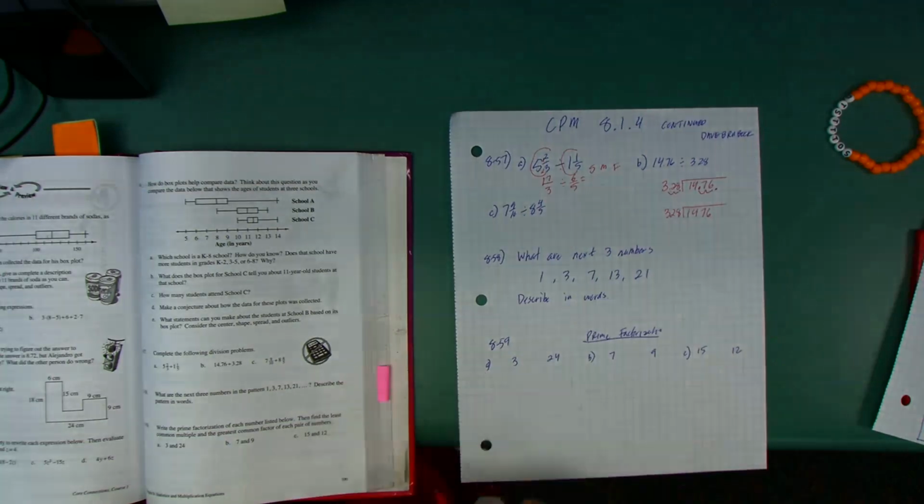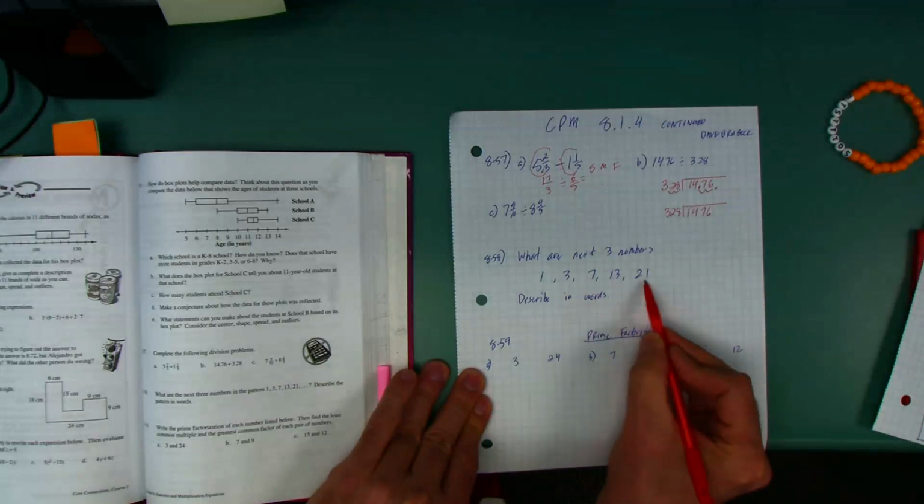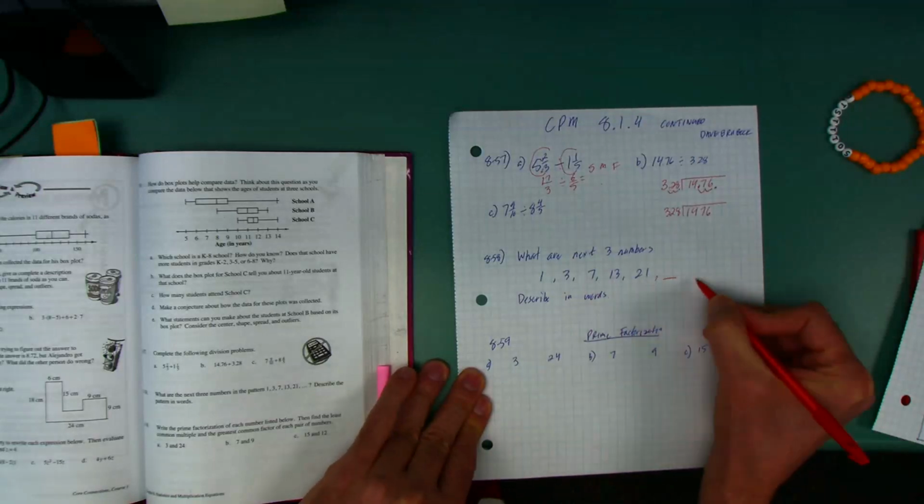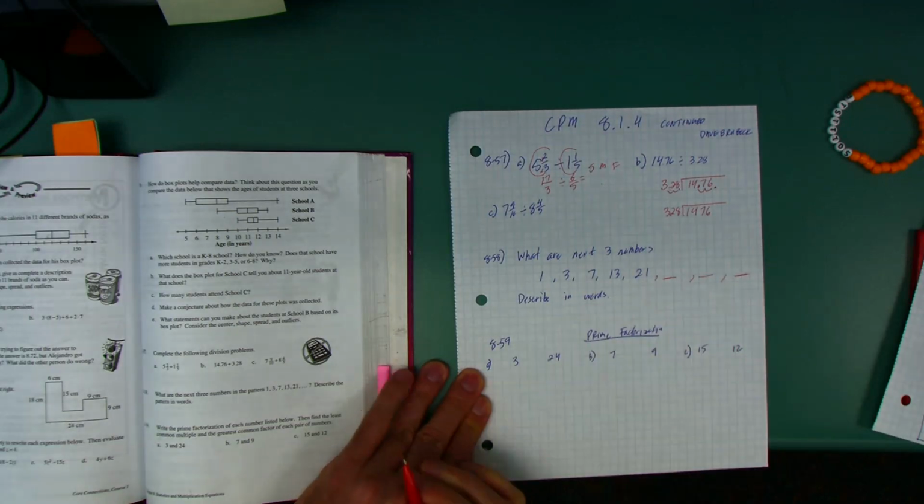Okay. All right. What are the next 3 numbers? I got 1, 3, 7, 13, 21. What's happening next? And next, and next, and then describe that pattern in words.